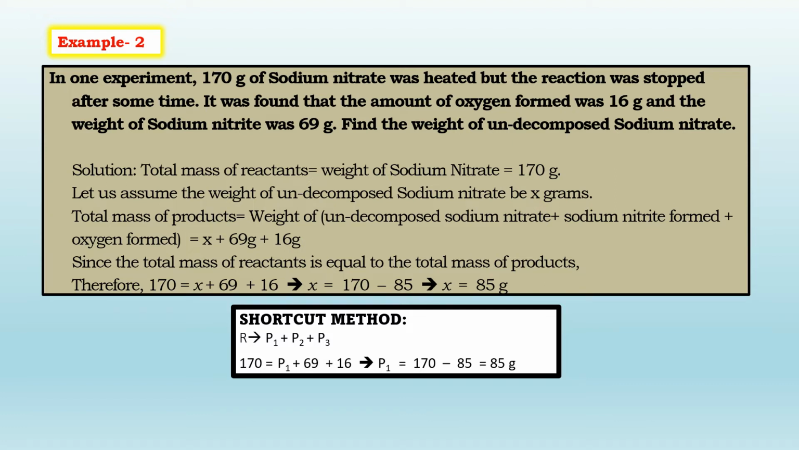Shortcut method. Here R = P1 + P2 + P3, that is 170 = P1 + 69 + 16. Solving for P1, P1 = 170 - 85 = 85 gram.